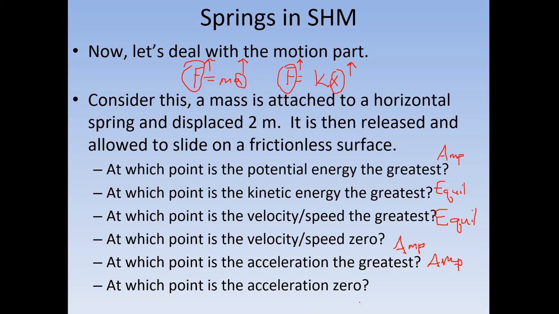And at which point is the acceleration zero? It's going to be the point where the force is zero, the point where the compression is zero. So this would be at the equilibrium point. And this kind of makes sense, because when it gets as far as possible to the amplitude, that's the point where it's starting to change directions. And then as it's going towards the equilibrium point, the force is still pointed towards the equilibrium point, but once it passes the equilibrium point, the force starts pushing it back because the force is restoring it, trying to push it back to equilibrium.